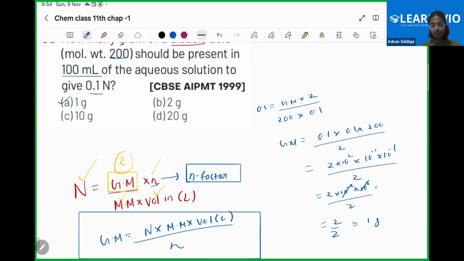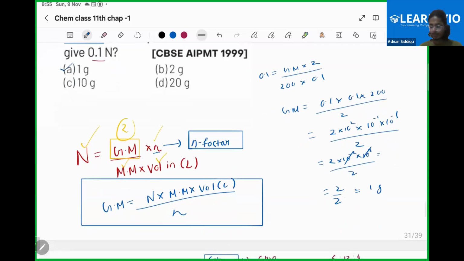For finding normality, basically this is the formula: gm into n by m into v. Normality is nothing but molarity into n. If you know the formula for molarity, you can simply calculate the normality as well. You just have to multiply it by n factor.